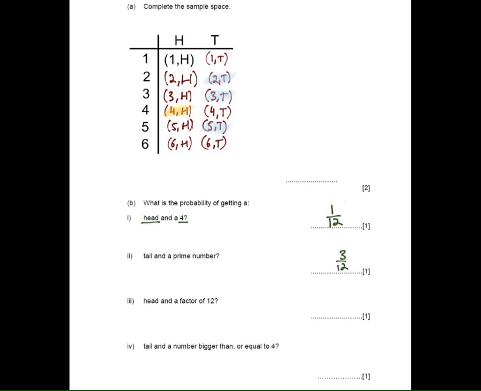A head and a factor of 12. Again, if you got this wrong, it's because you didn't know your factors of 12. Factors of 12 are 1, 2, 3, 4, and 6. So that's 5 occurrences from a total of 12.